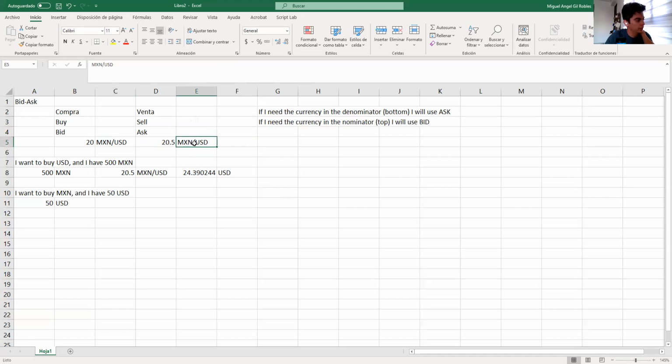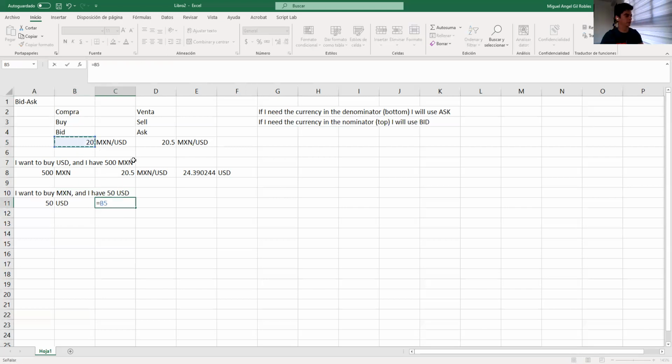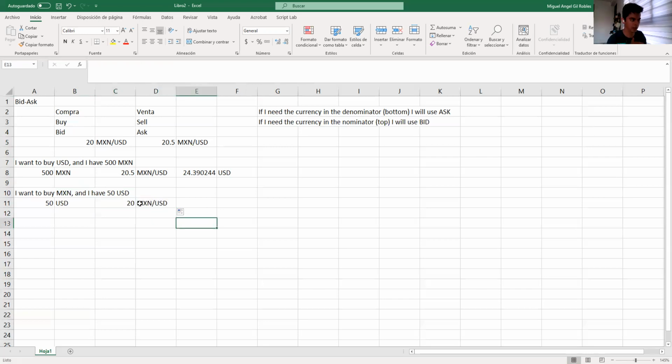And that is the case in here, right? I want to buy pesos. I want to buy the currency on top. So if I want to buy the currency on top, I will use bid. So that's why I will be using the bid rate. So the bid rate is 20 pesos.